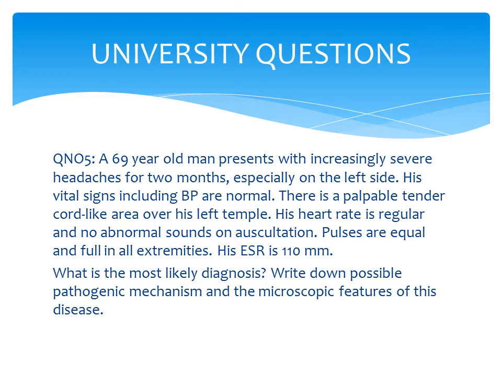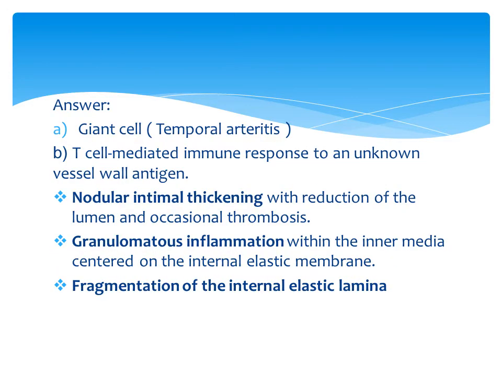What is the most likely diagnosis, and write down the possible pathogenic mechanism and the microscopic features of this disease. As you can see in this question, there is a clue in this line: a palpable tender cord-like area over his left temple. It is a diagram in your Robbins, which is the characteristic gross appearance of vasculitis, the large vessel vasculitis that involves the temporal artery, and that is giant cell or temporal arteritis. So it is the answer of question A: giant cell or temporal arteritis.